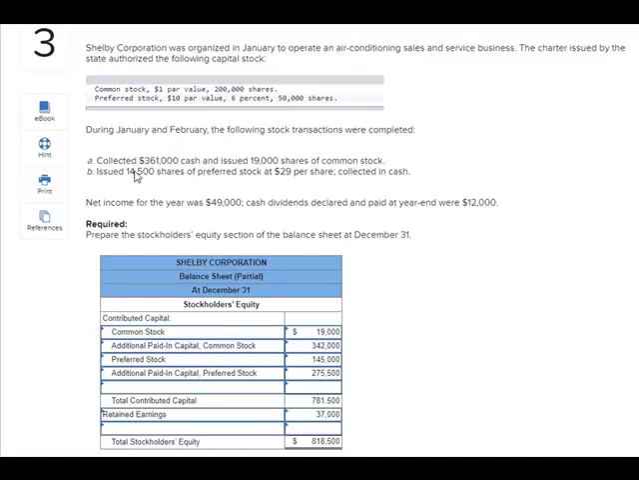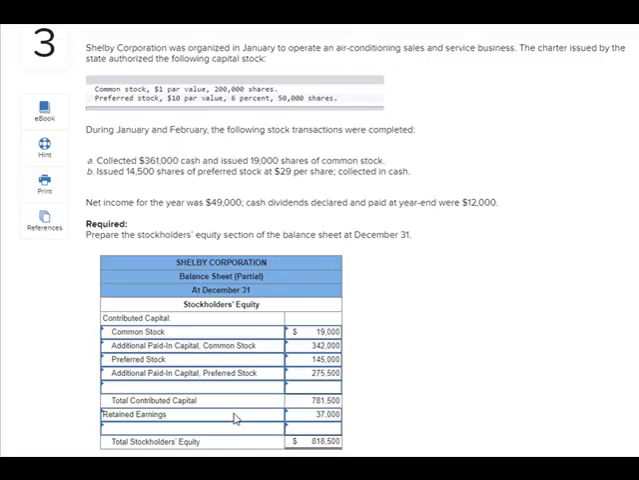And then what we do is figure out the total amount of cash received by multiplying these two figures. We take that total, subtract the par, and the difference represents the additional paid-in capital, the amount that we received above the par value. Then we just add these four numbers together, and that represents our total contributed capital.